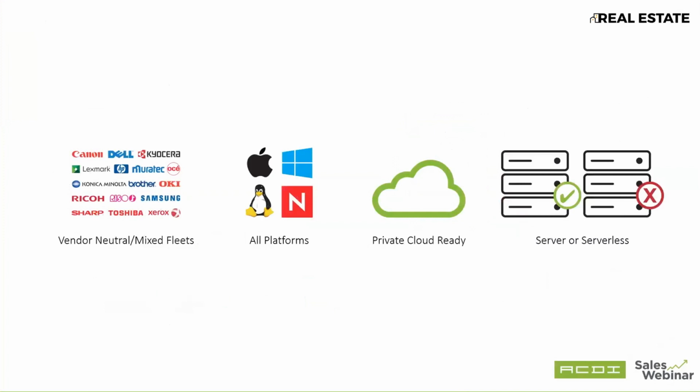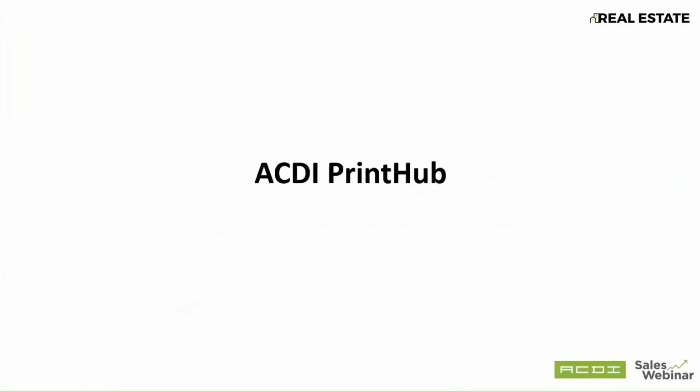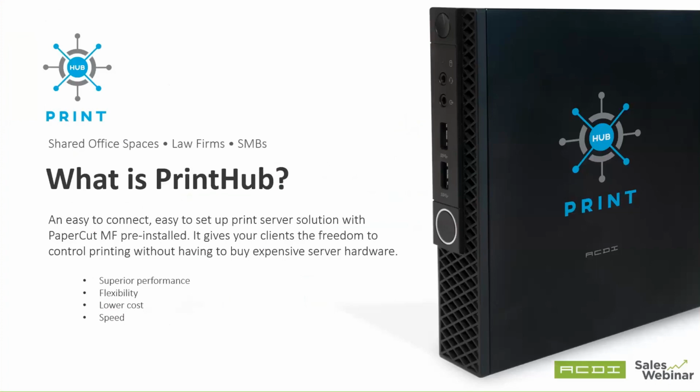One thing I'm very excited to talk about today, for some of you on the call who might not be aware, you would have heard this in last month's presentations if you were on them, is the ACDI Print Hub device. So we now have a Linux-based server, as you see here, easy to connect and set up. So this is great for real estate offices, shared office spaces, small to medium businesses that do not have a network in place, or maybe they don't have an IT personnel presence.